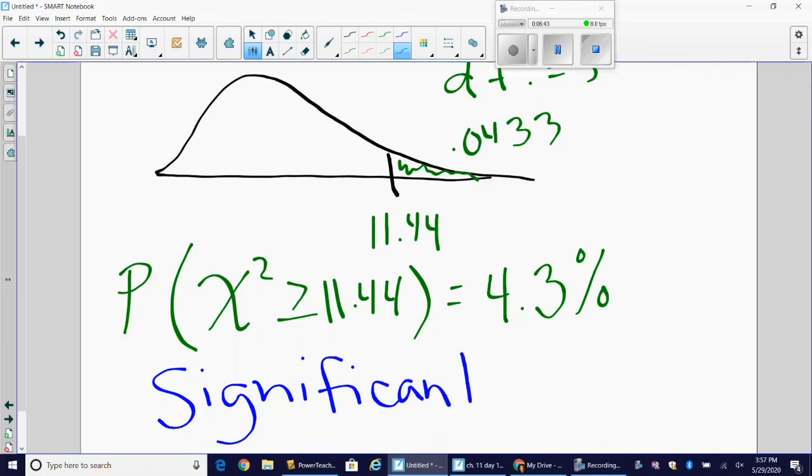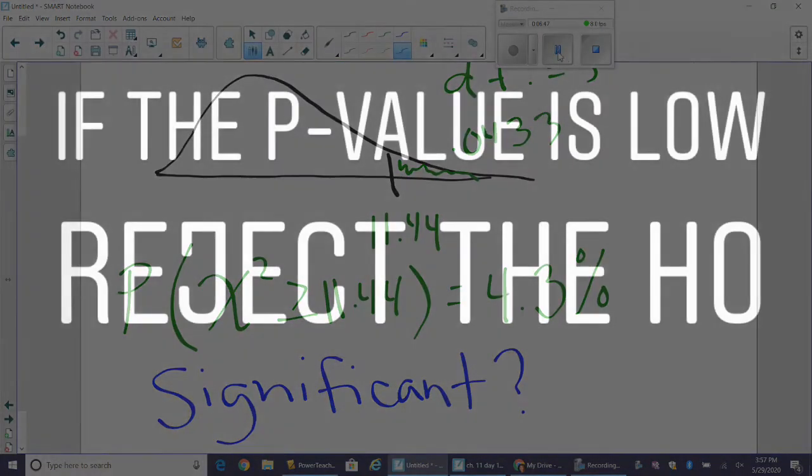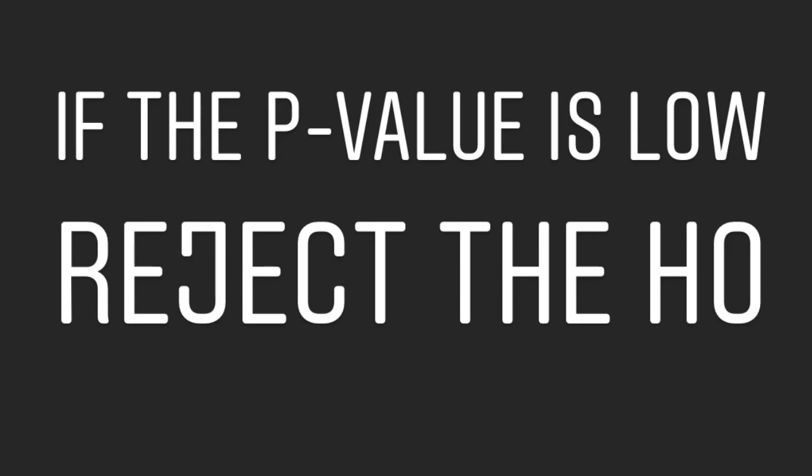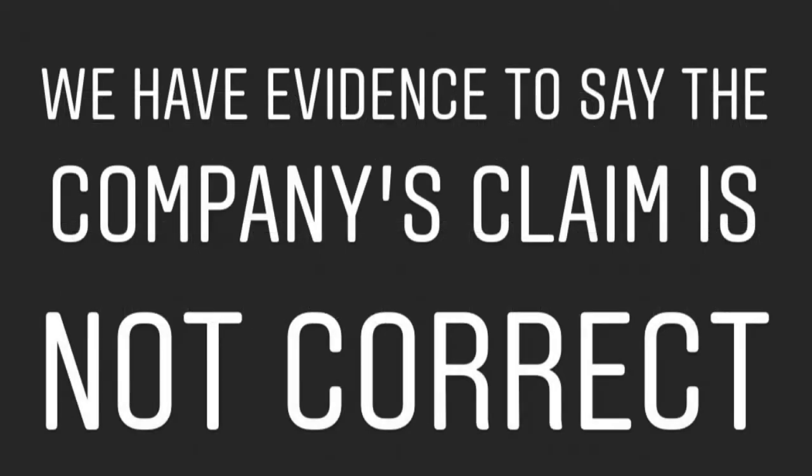Now we have to ask ourselves, well, is this significant? Do we have significant evidence? It goes back to whatever the alpha was. With a standard alpha level of 5%, we would have significant evidence to reject the claim. The p-value is lower than alpha. The p-value is low, reject the null. We have evidence to say that the company's claim for M&M distribution is not correct. I probably would want to go and do more samples. That would make Morgan and Addie happy because they'd get more M&Ms.